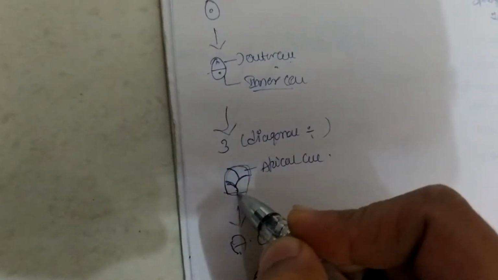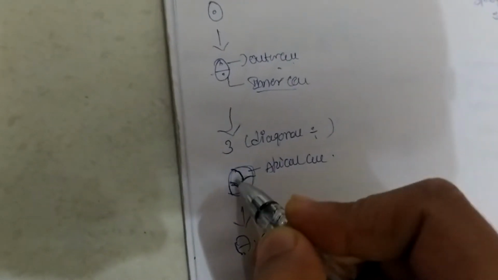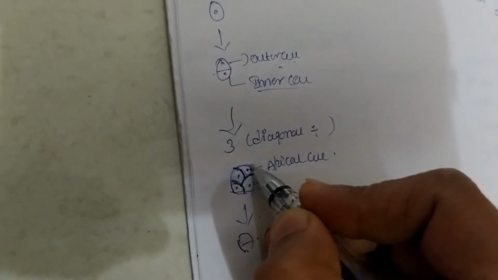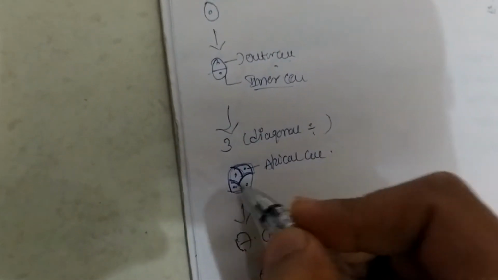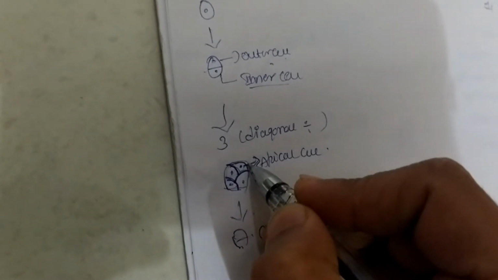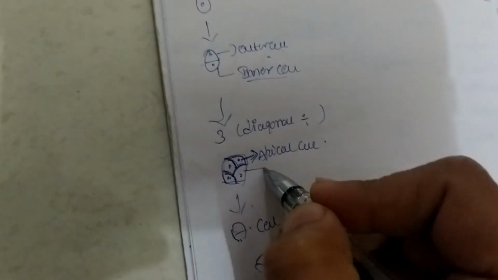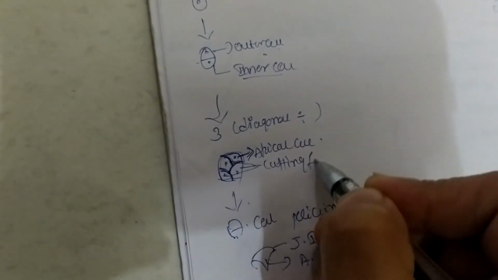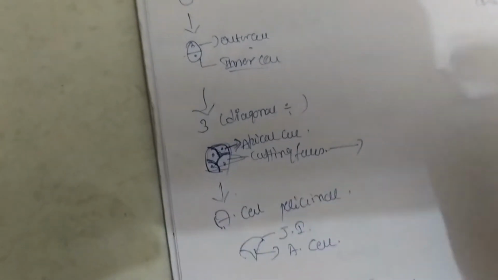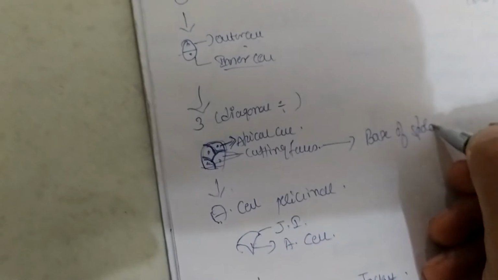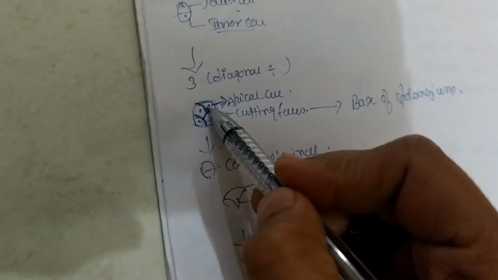This outer cell has gone through three successive diagonal divisions, leading to formation of four cells with the topmost apical cell. The topmost cell at the tip is called the apical cell, whereas the rest three cells are called cutting faces. Now these cutting faces are going to form the base of the sporangium. So what we are left with is this apical cell.